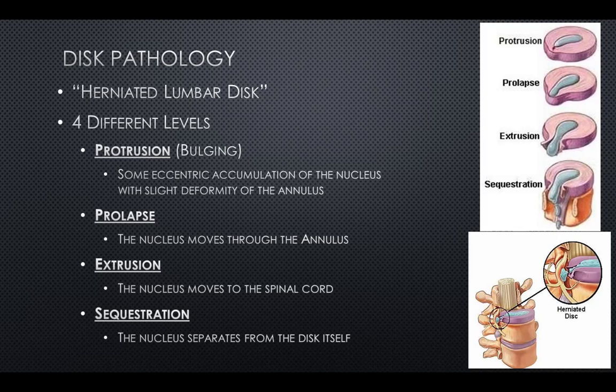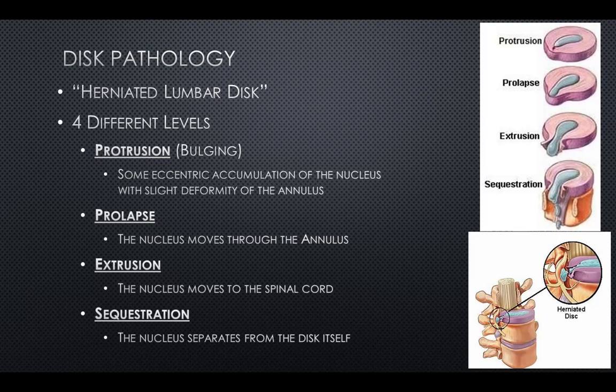Most people improve in approximately 6 weeks and return to normal activity. If symptoms continue, surgery may be recommended. There are 4 different levels of disc herniation. A protrusion or bulging occurs when there is some eccentric accumulation of the nucleus with slight deformity of the annulus. A prolapse is when the nucleus moves through the annulus. An extrusion occurs when the nucleus moves into the spinal cord, and during sequestration, the nucleus separates from the disc itself.